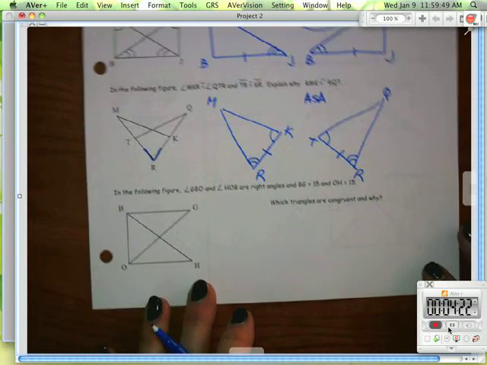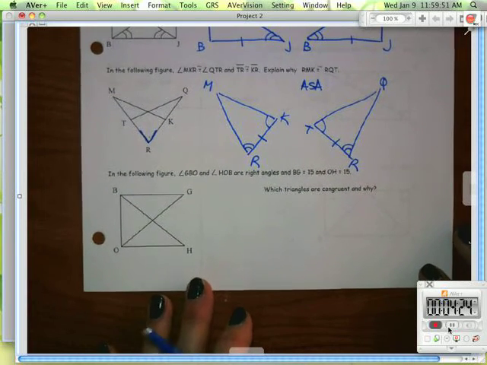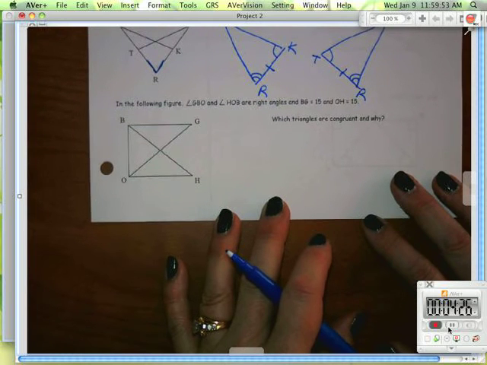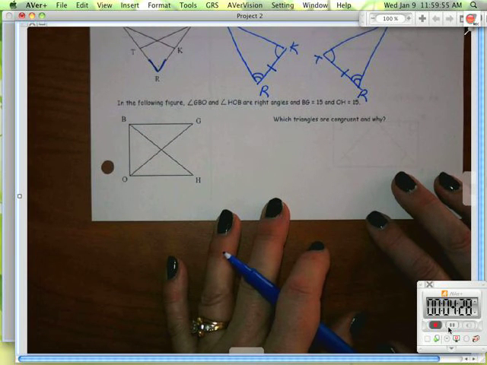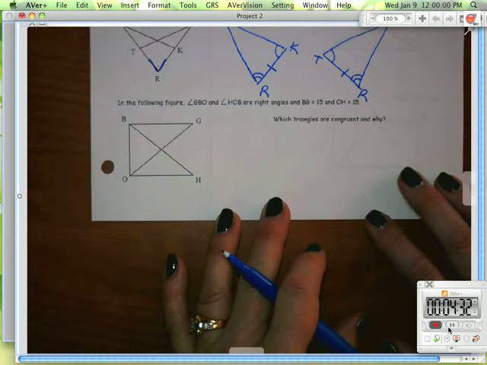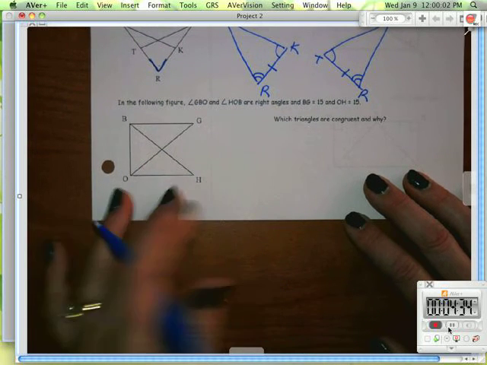All right, let's keep going. In the following figure, angle GBO and angle HOB are right angles, and BG is equal to 15 and OH is equal to 15. So let's just kind of split them up first. I'm going to do that.